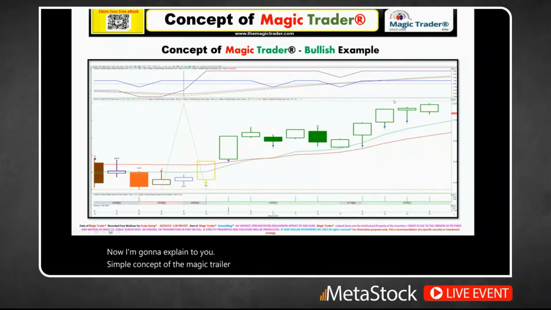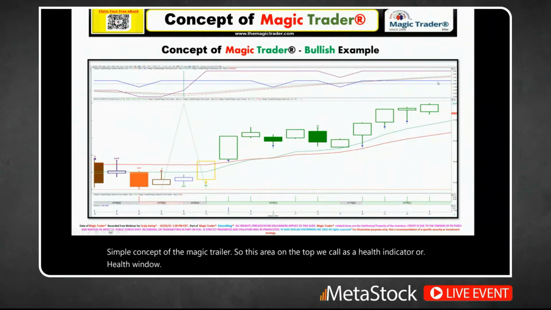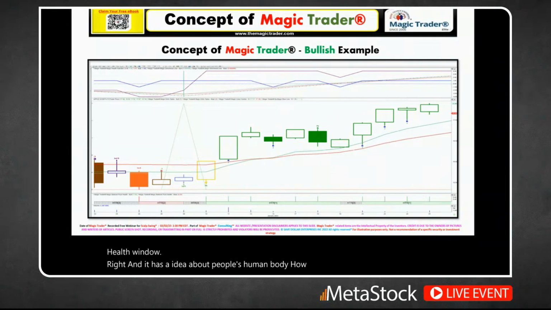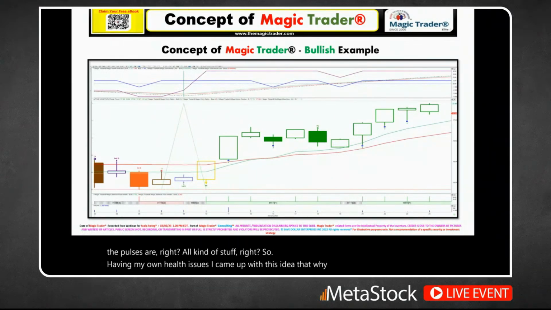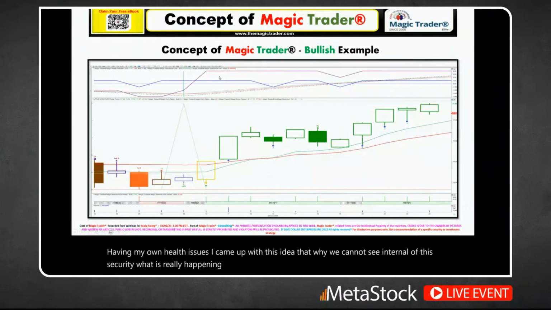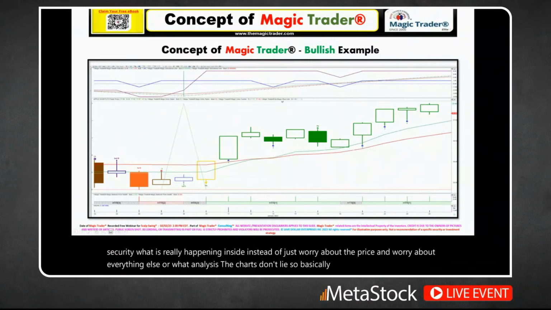This area on the top we call a health indicator or health window, right? It has an idea from the human body, how it operates inside, what the heart pulses are, all kind of stuff. Having my own health issues, I came up with the idea: why can't we see the internals of the security, what is really happening inside? It's not just worrying about the price or what analysts say. The chart doesn't lie. This was designed over 3 years.